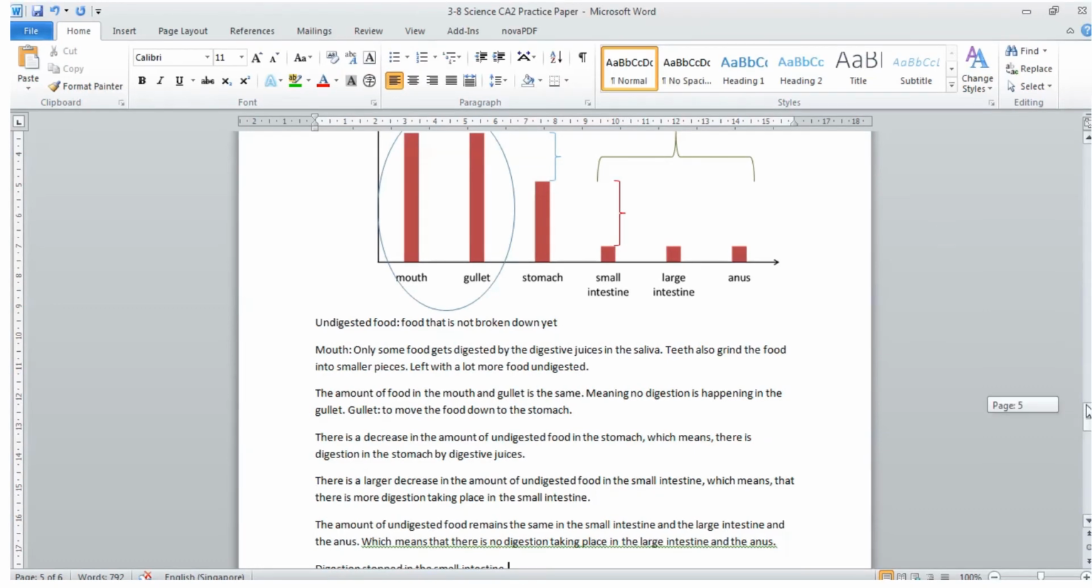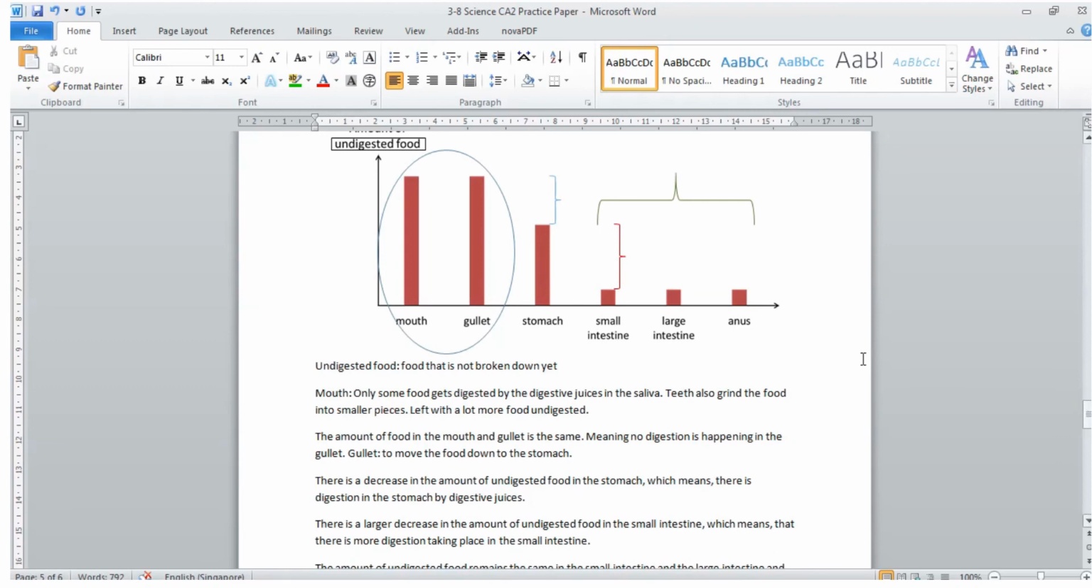Now, after which, if the question asks you, how do you know which part of the digestive system has the greatest amount of digested food? That means a lot of digestion is taking place. Which one? Look at the arrows here. Which one shows that there's a lot of digestion or most digestion or greatest amount of digested food? It shows the small intestine. Why small intestine? So you must always use the graph, okay? You cannot use your general knowledge, what you know. Use the graph.